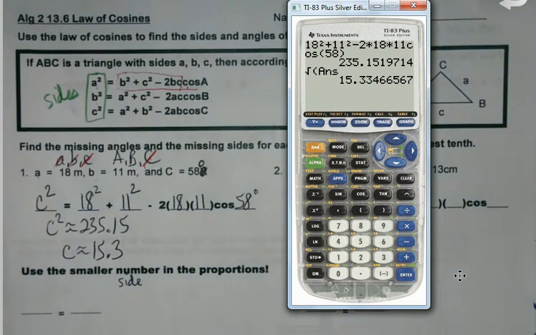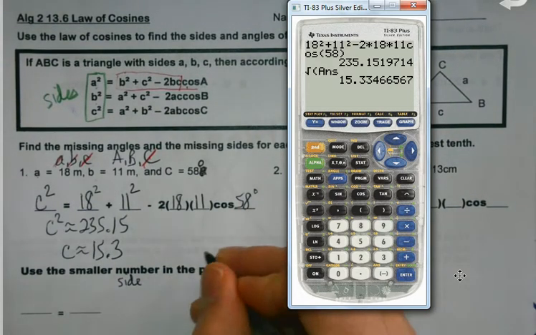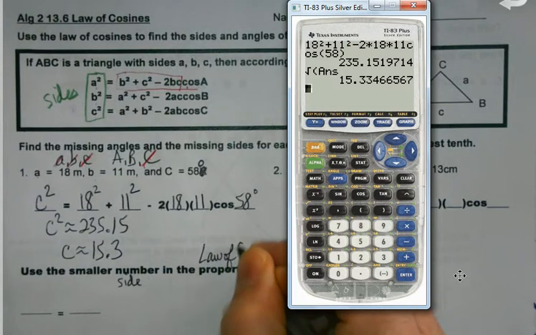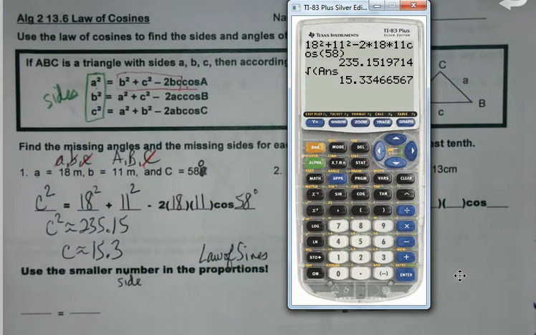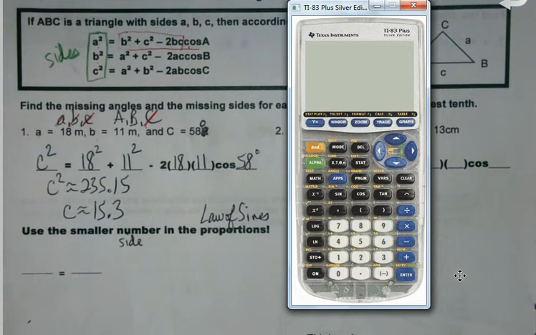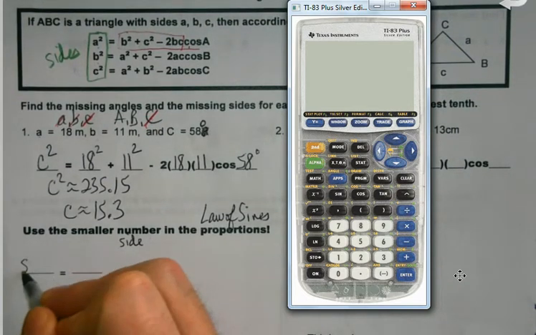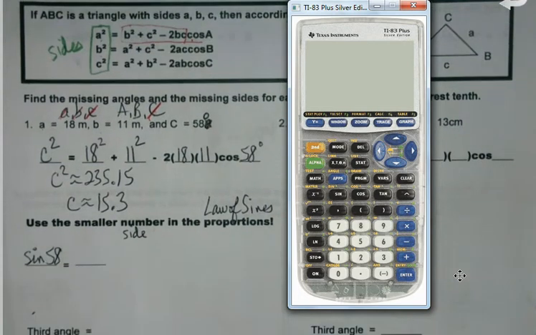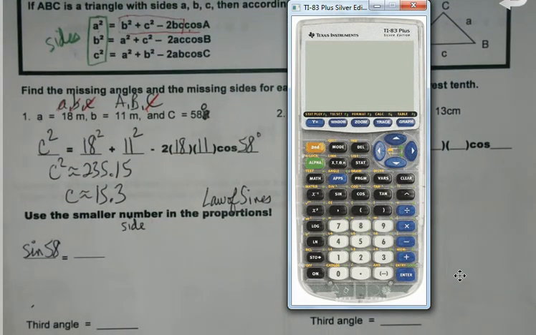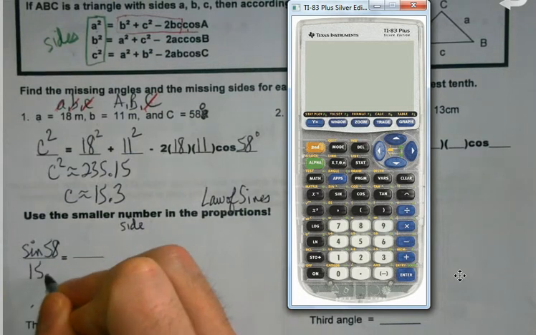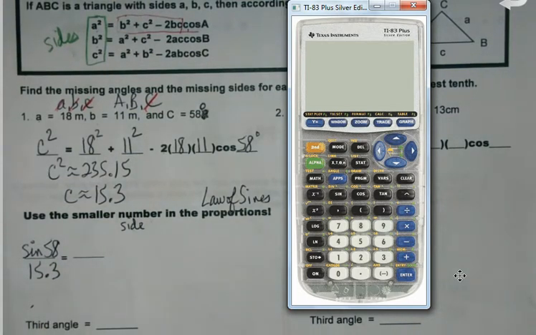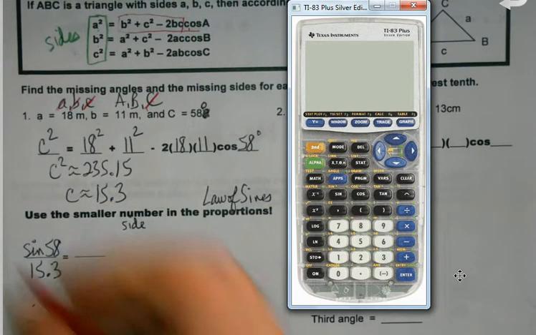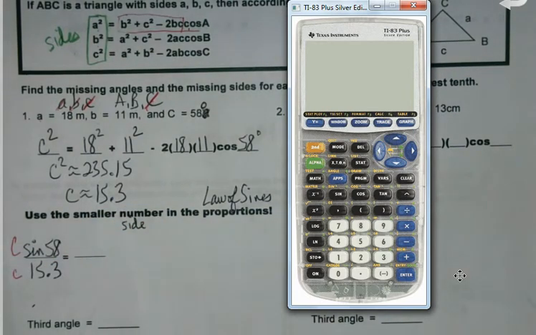So you're like, okay, I have side C and I have the angle. At this point, we only use the law of cosines for the first step. We use the law of sines to finish this off. So I have the sine of 58 degrees. Again, after the first step, no more cosine. I know what side C is. Here I'm using angle C and side C, just in case you're wondering where I'm coming up with all this.